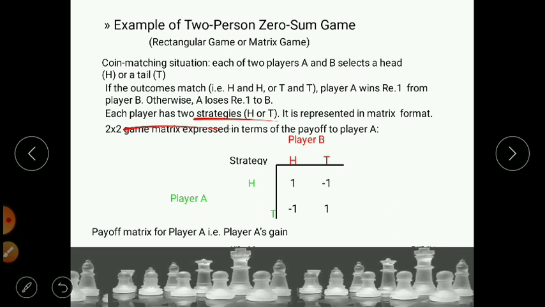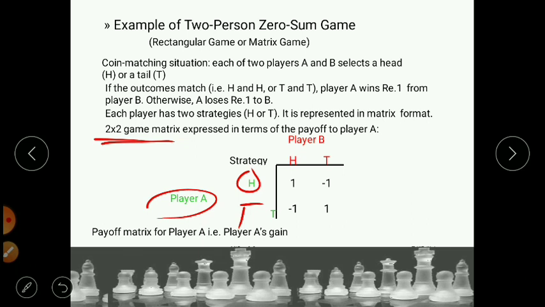Like you can see here in the diagram, it is represented in the form of a matrix, right? So, it is a 2 by 2 game matrix that is expressed in terms of payoff to player A. So, this is player A's strategy, that is head, and tail has been mislocated.